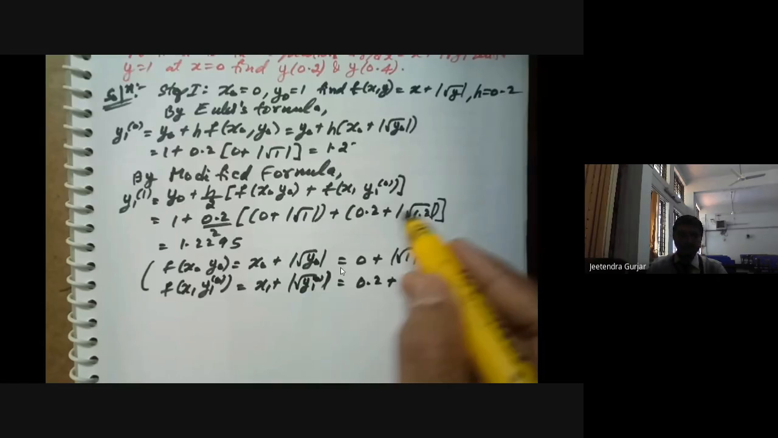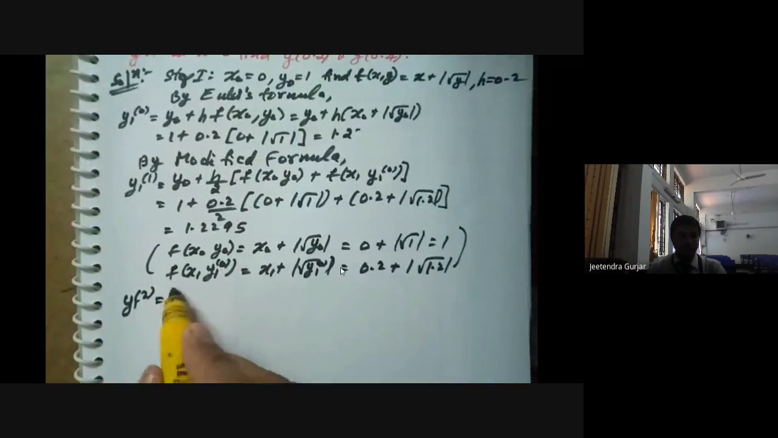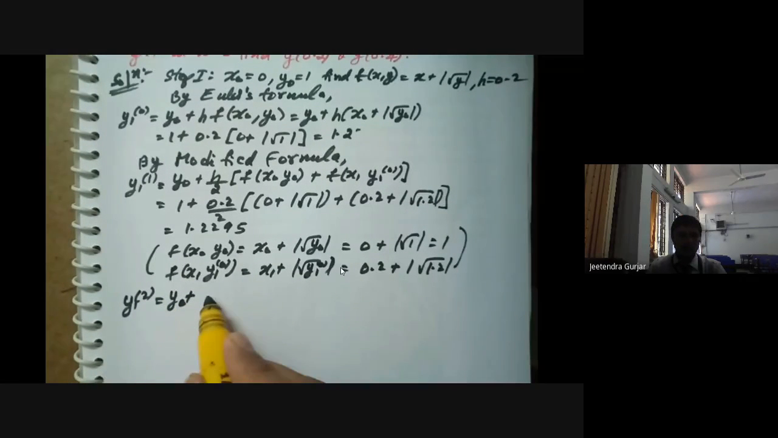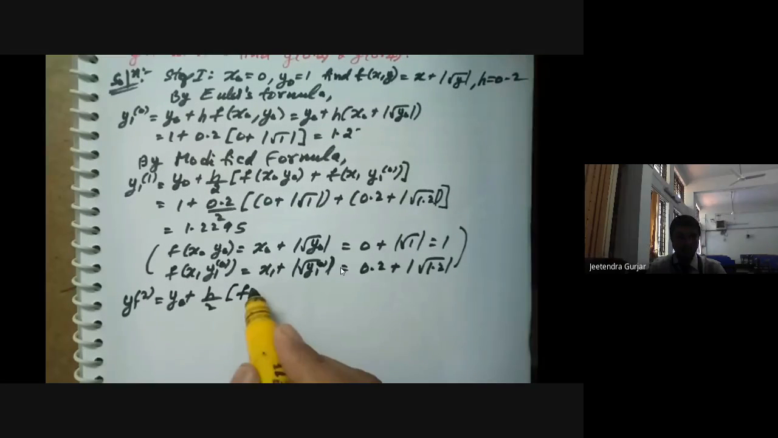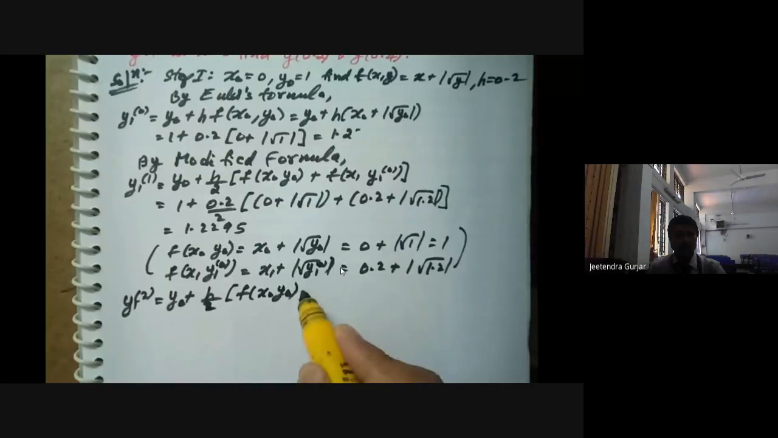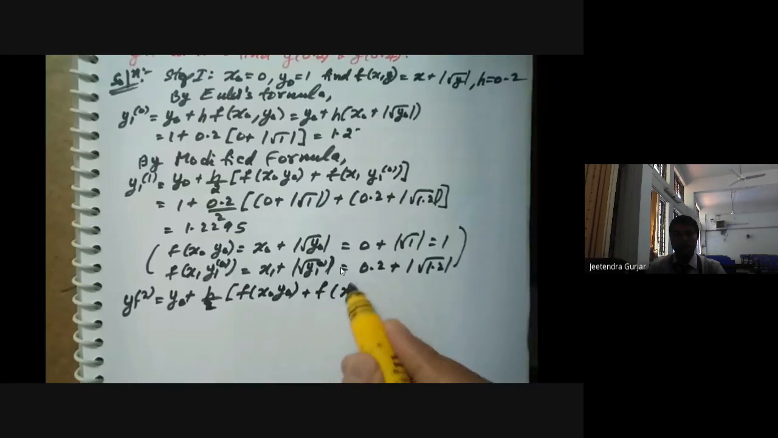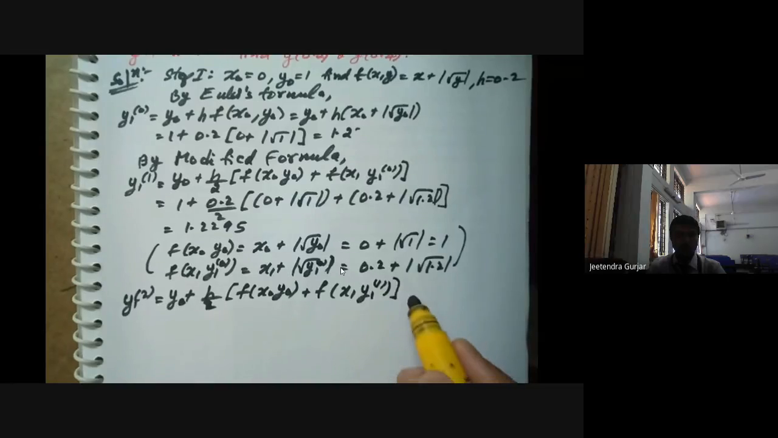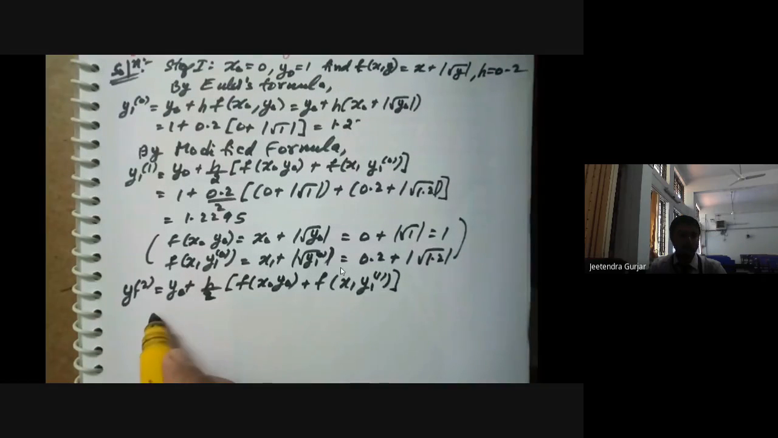So next we are going to go for y1 raised to 2. So please write the formula again. It is equal to y naught plus h upon 2 in the bracket f of x naught comma y naught plus f of x1 comma y1 raised to 1. y1 raised to 1 is from the previous approximations. Remember this. This value is always changing. y1 raised to 1. So substitute the values.